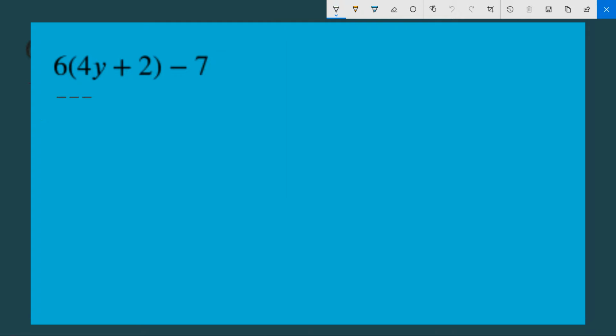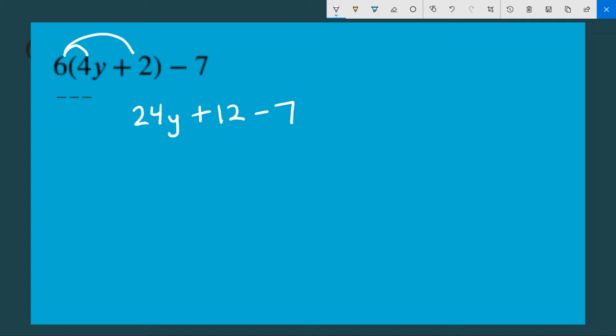So we have 6 is going to distribute and multiply the 4y and the plus 2. So we get 6 times 4, 24y. 6 times a positive 2 is positive 12. And then we finish that distributing, but the expression continued. It had a minus 7, so we need to copy down, subtract 7 as well.